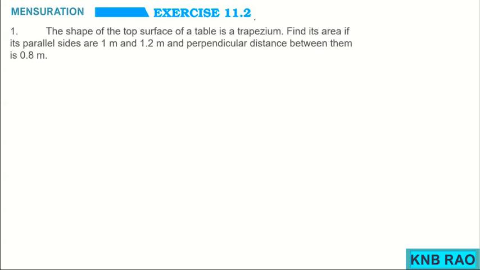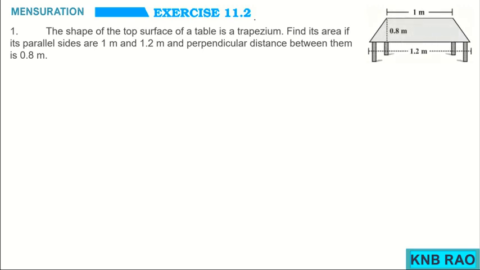Question number 1. The shape of the top surface of a table is trapezium. Here is the figure. Find its area if its parallel sides are 1 meter and 1.2 meter, and the perpendicular distance between those two parallel sides is 0.8 meter.